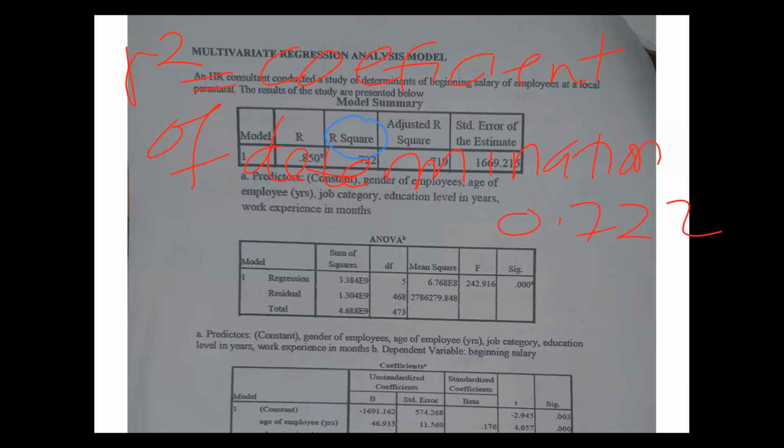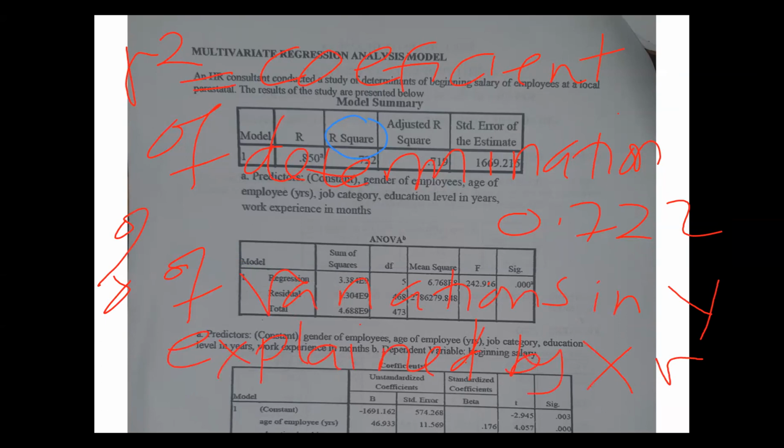What does R squared mean, or what does it measure? The coefficient of determination measures the percentage of variations in y explained by what? Explained by the model, or explained by x variables. Did you get that? That's what it measures. So it measures the percentage of variations in y explained by x variables.